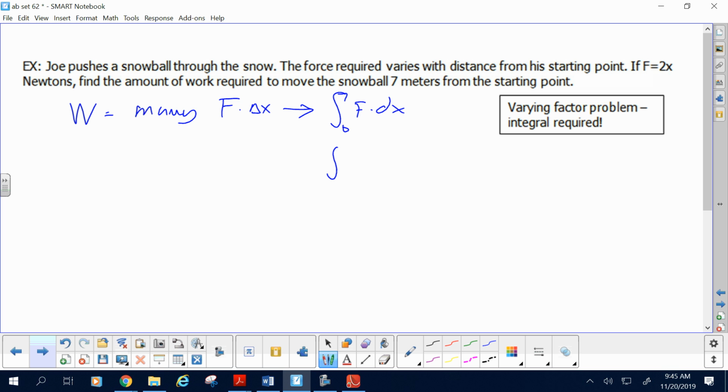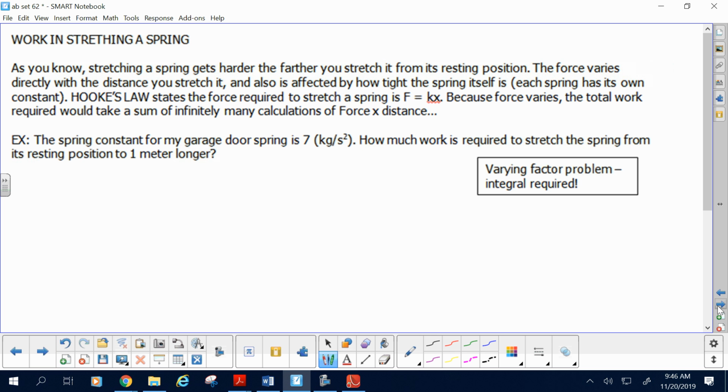Now, that's the hard part. The calculus is as easy as it gets. We're integrating 2x. If you can't integrate that, get out. What is the antiderivative of 2x? X squared. You're going to have to get out. So what is the work? 49 joules. Okay? Easy enough. Let's try another work problem.